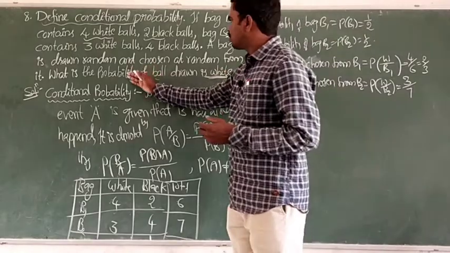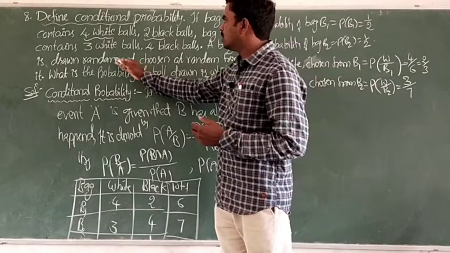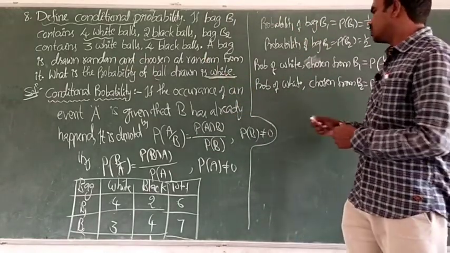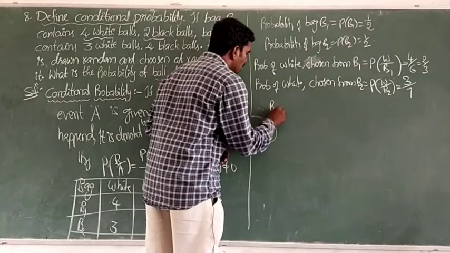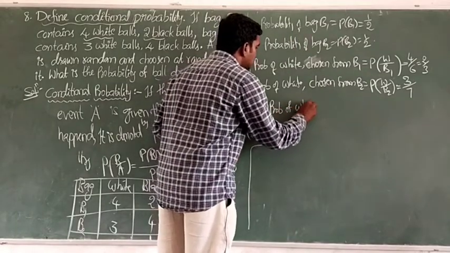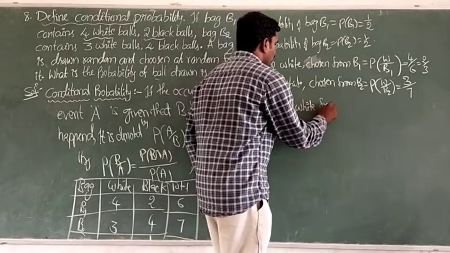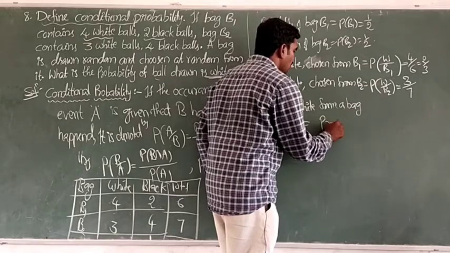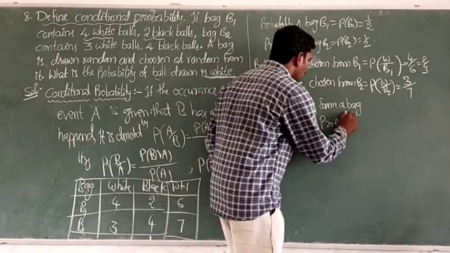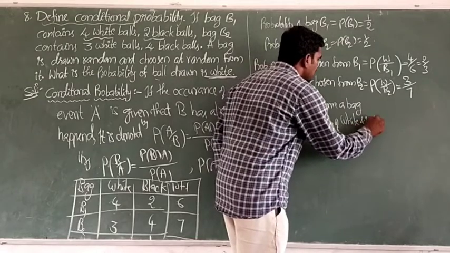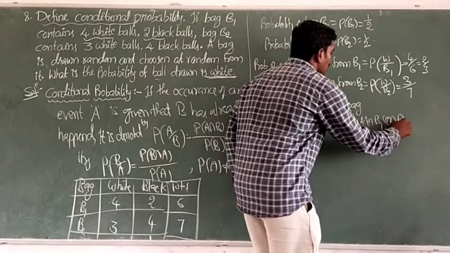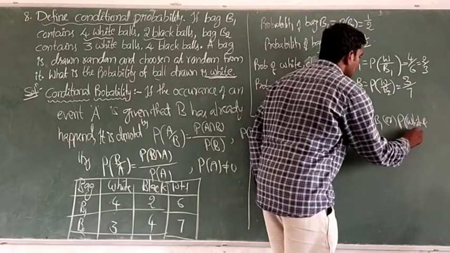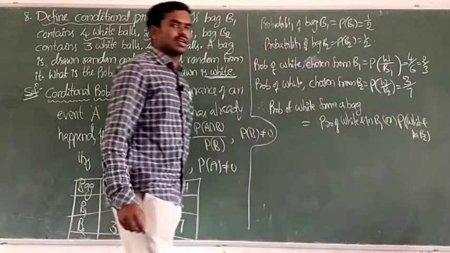We should find the probability of white, and that must be maybe bag B1 or maybe bag B2. So therefore, the probability of white from a bag is the probability of white and in B1, or the probability of white and in B2. So that is what we should find.